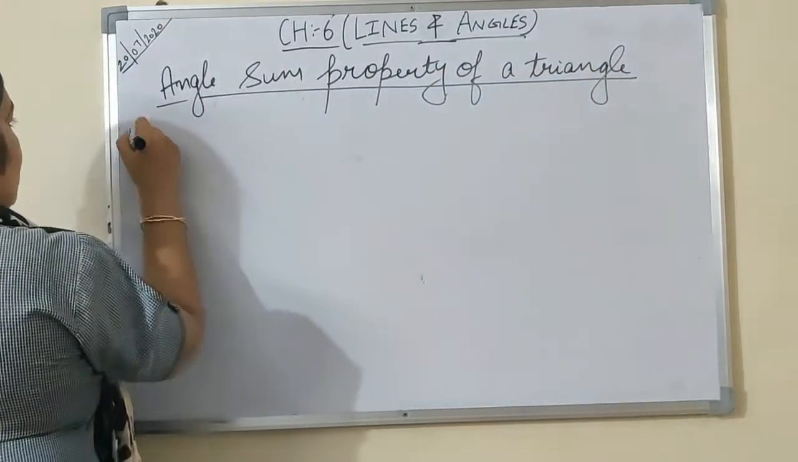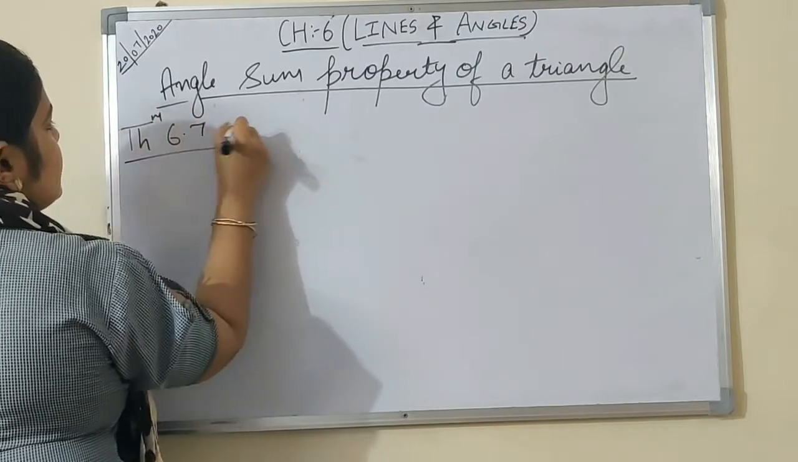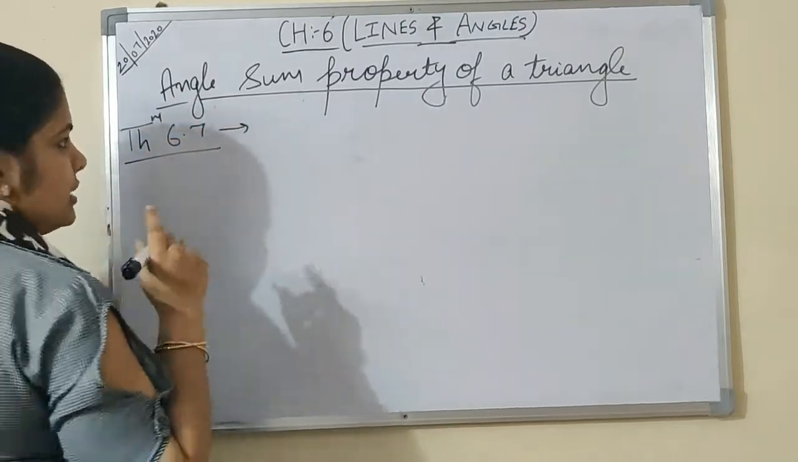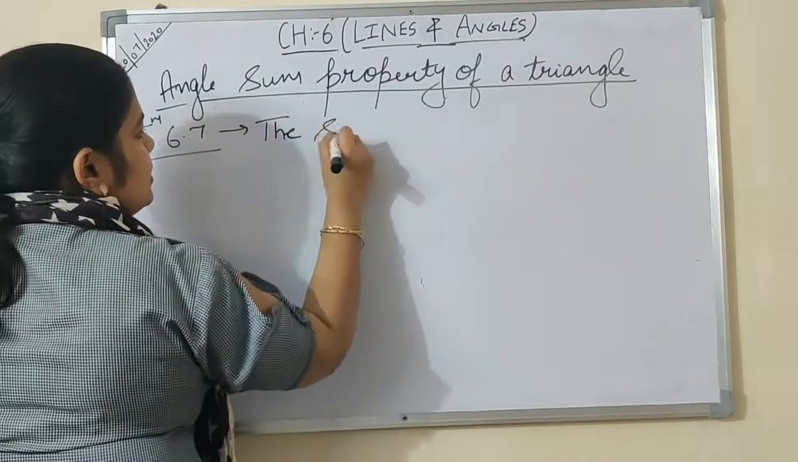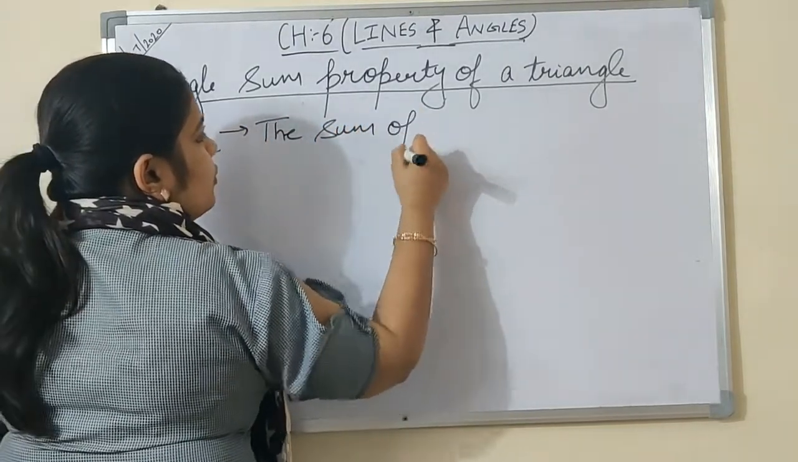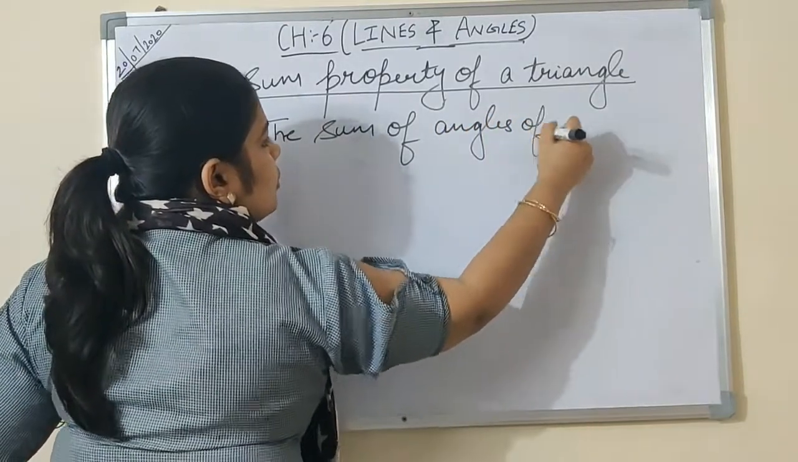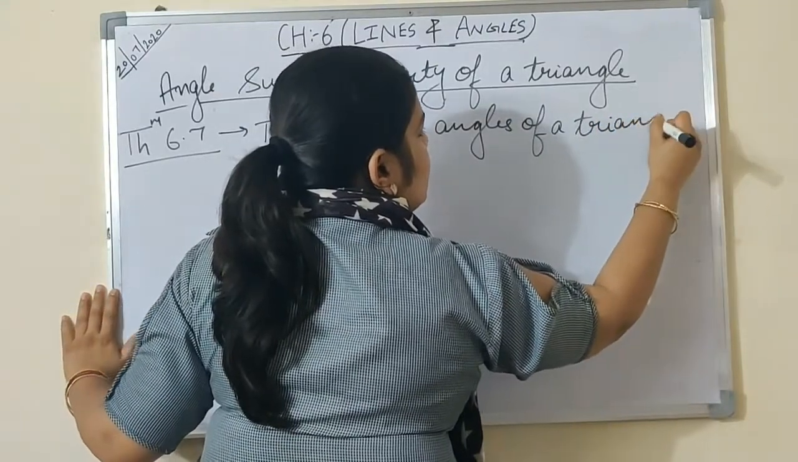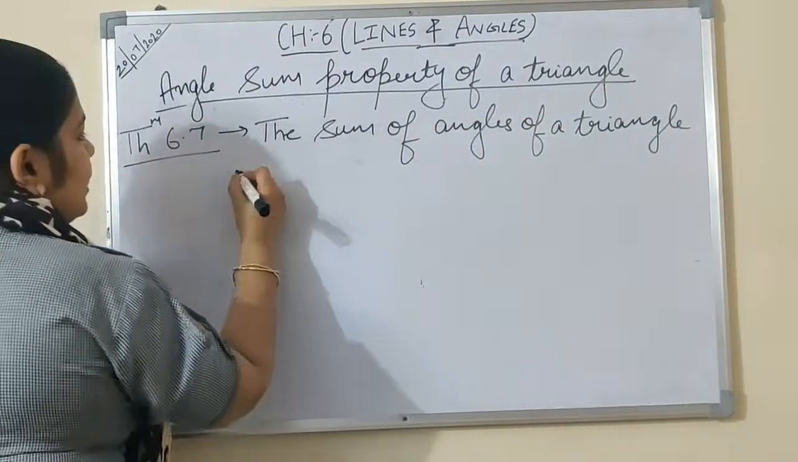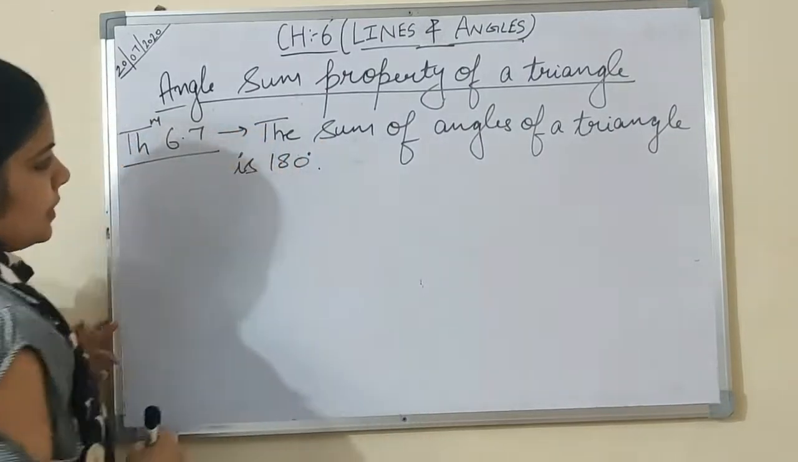Okay. Now, this is theorem number 6.7 according to your NCERT. The statement of this theorem is that the sum of angles of a triangle is 180 degrees. Okay.